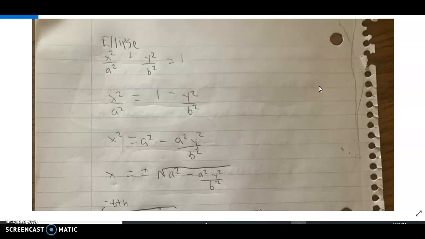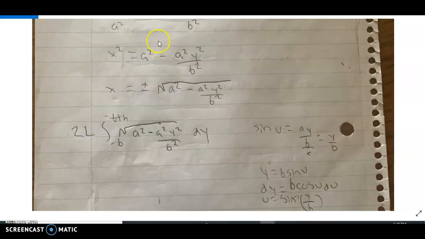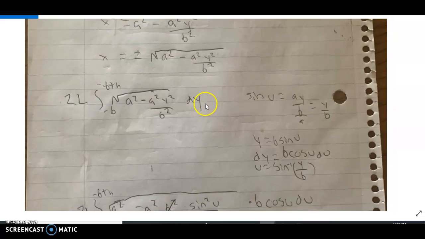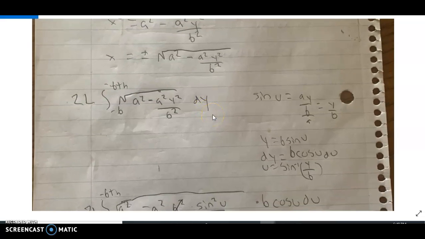So we knew the equation for an ellipse was x squared over a squared plus y squared over b squared equals 1. Again, it's the same process as last time. Solve for x. We're gonna go down, we're gonna get this. That's the simplification of it. And we're gonna get plus or minus that. So again, two equations.